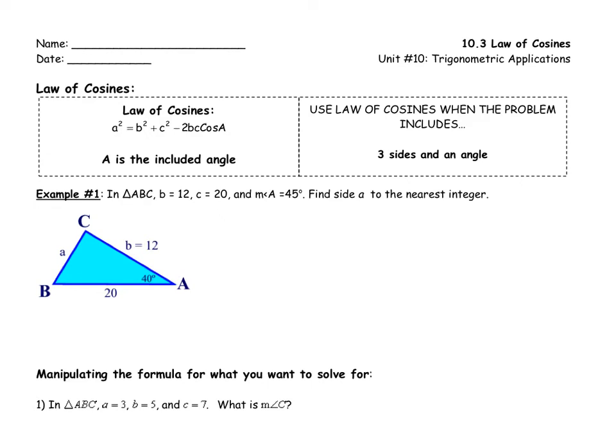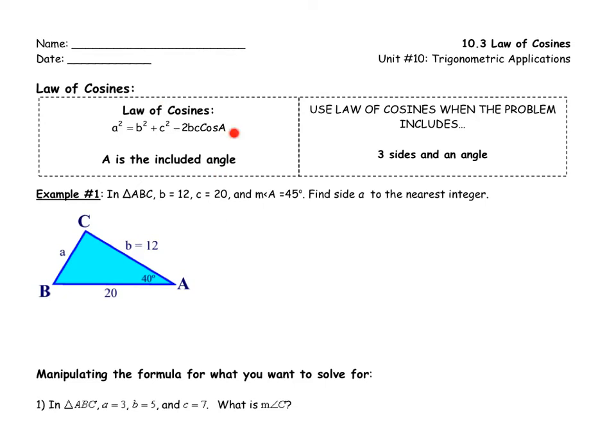Hi everyone, today we're going to discuss using law of cosines to solve for missing pieces of a triangle, either angles or sides. Here's the formula for law of cosines. It will be given to you on the reference sheet so you won't have to memorize it. We use law of cosines when we have three sides and an angle. And here's the formula, like I said, where A is the included angle.